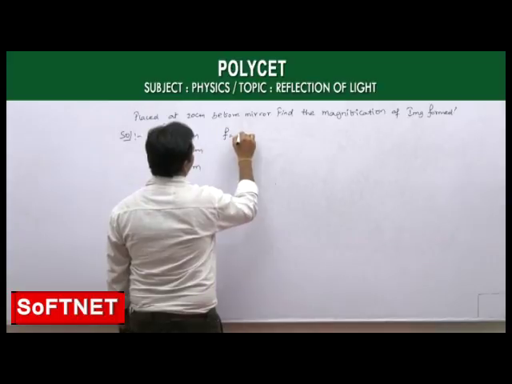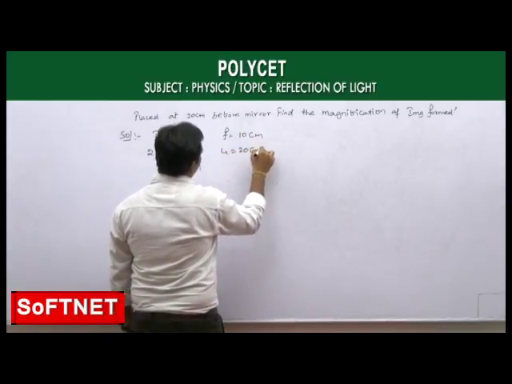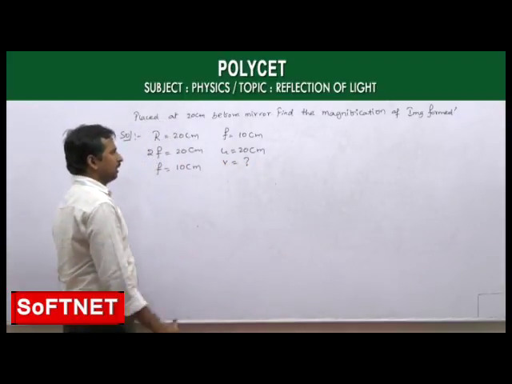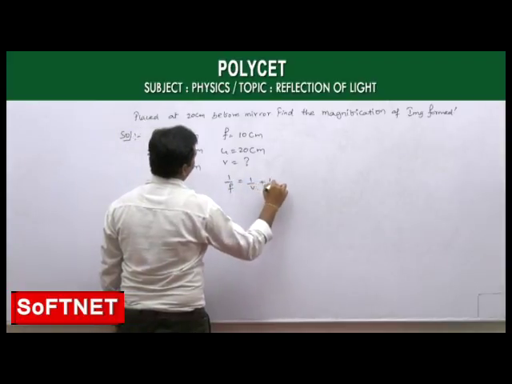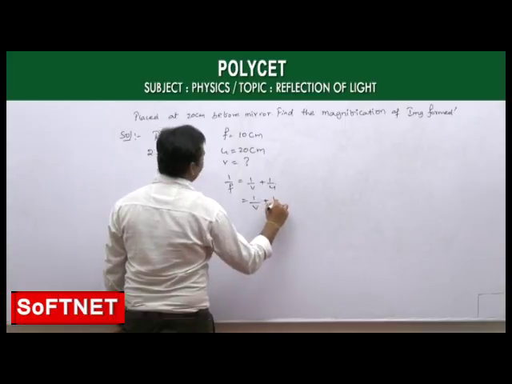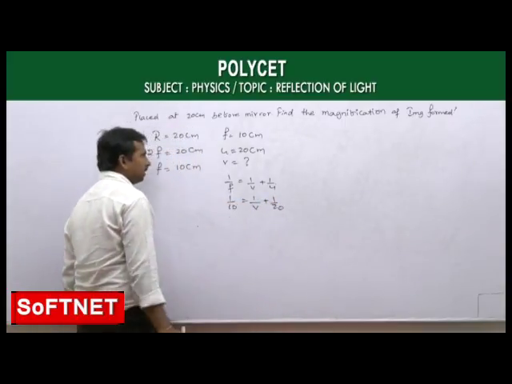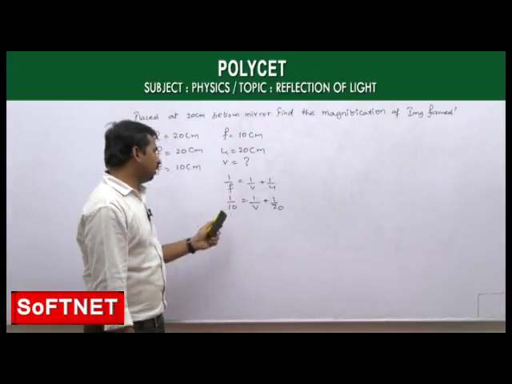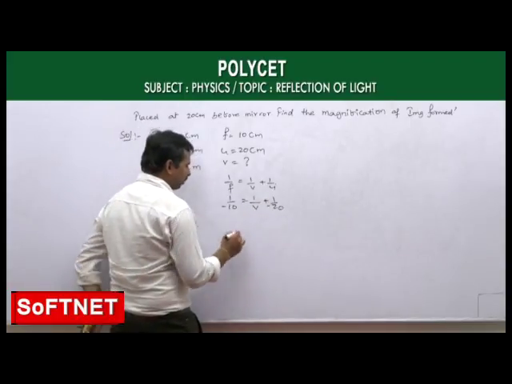Our focal length is 10, and the object distance is given, which is at 20 centimeters. Now again we have to find the image distance here. Then 1 by f is equal to 1 by v plus 1 by u. Then 1 by v we don't know, and u is given as 20 centimeters and focal length as 10 centimeters. As we are using a concave mirror here, the focal length is negative, and the object distance is also negative.